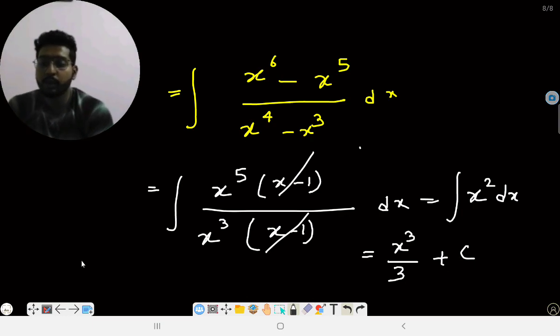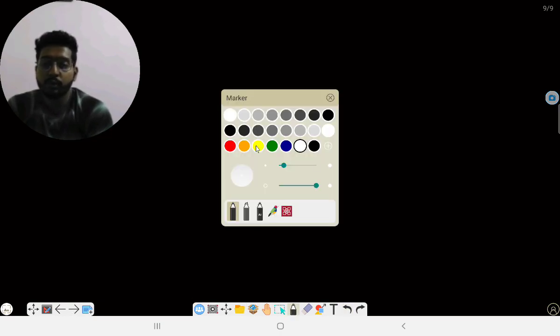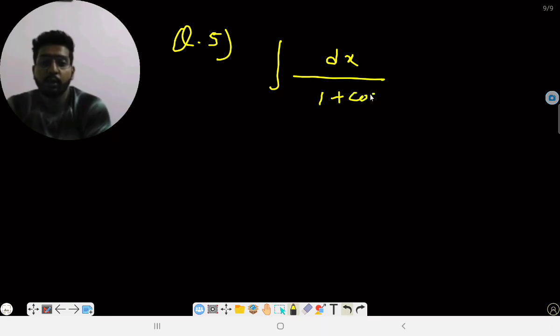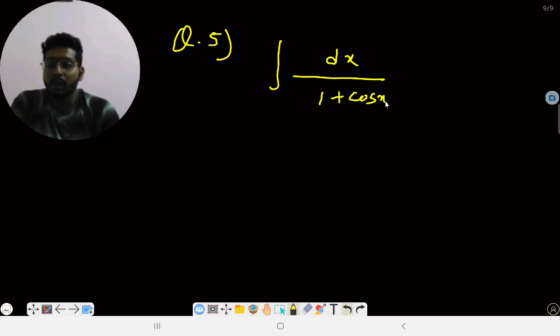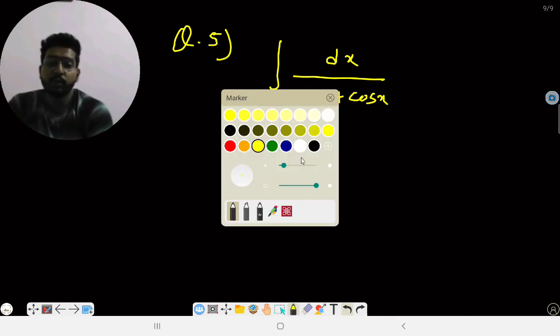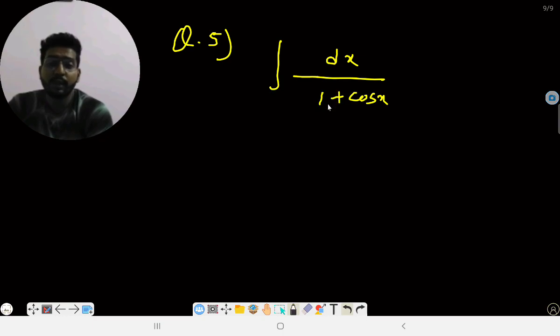So we'll move to the next one, that will be question number 5. Now question number 5. So what is given in question number 5? Integration of dx by 1 plus cos x. Now if it is 1 by 1 plus cos x, or 1 by 1 minus cos x, or 1 by 1 minus sin x, 1 by 1 plus sin x, we'll use the same thing. How to do this type of integration?